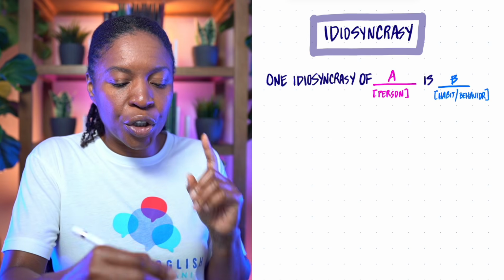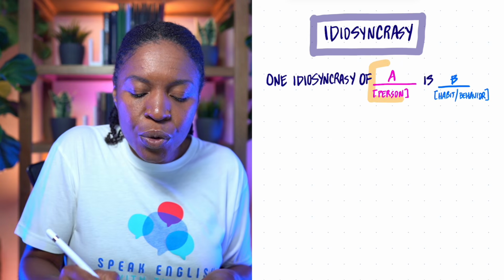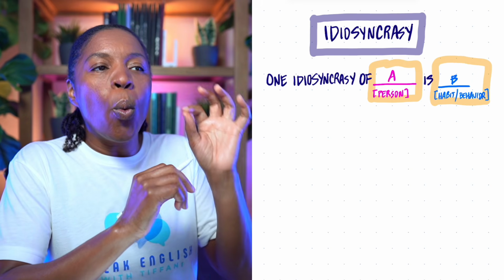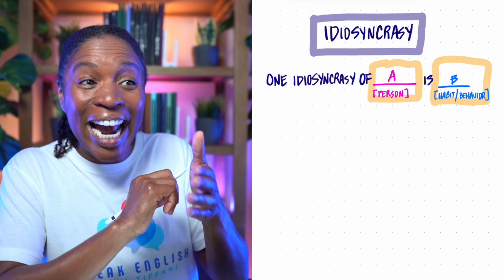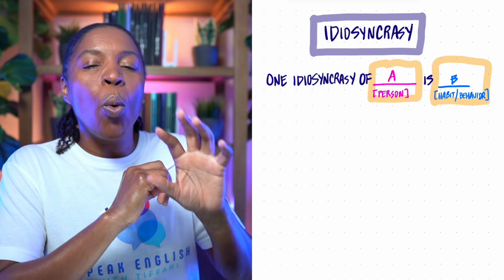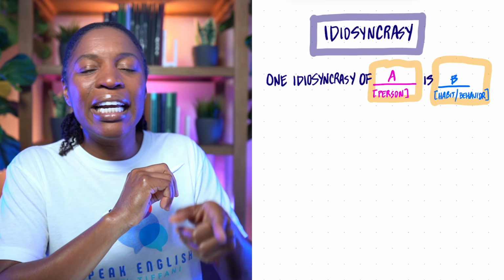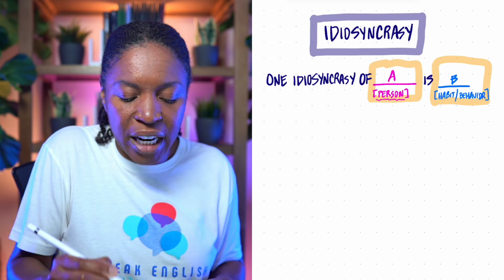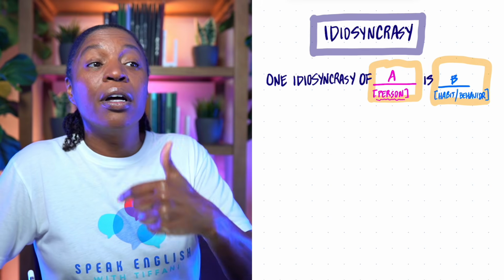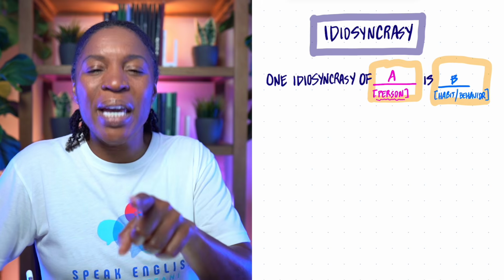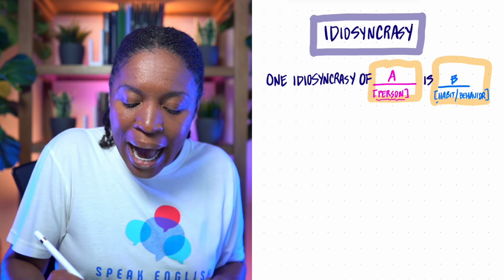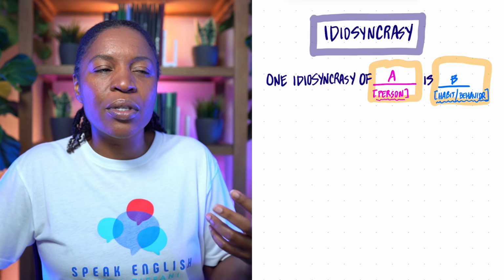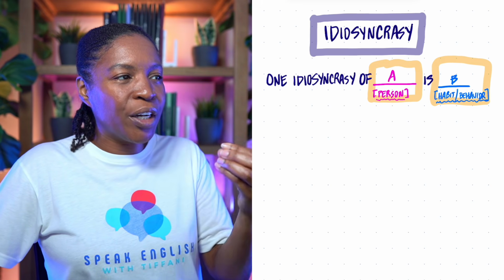Now for this sentence structure, you'll notice that we have two empty spaces, A and B. So here it is. One idiosyncrasy of A is B. Again, one idiosyncrasy of A is B. So letter A represents the person. So one idiosyncrasy of, insert the person, is B. And B represents a habit or behavior.